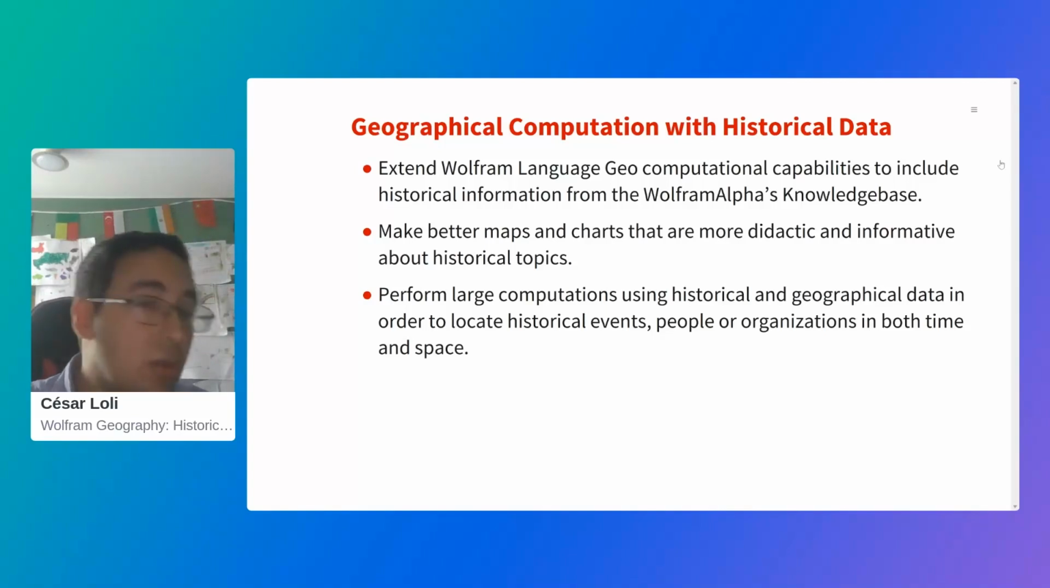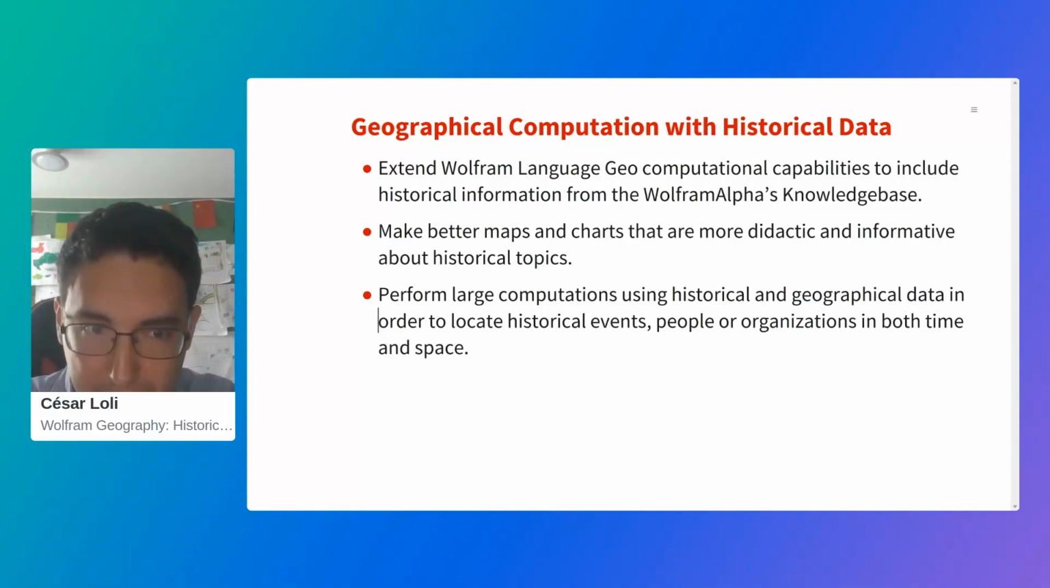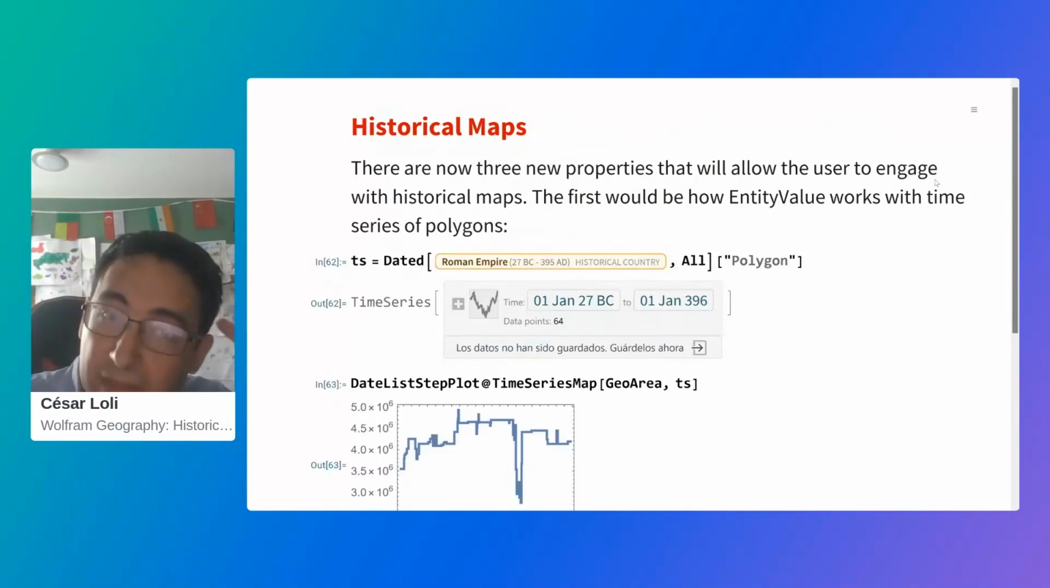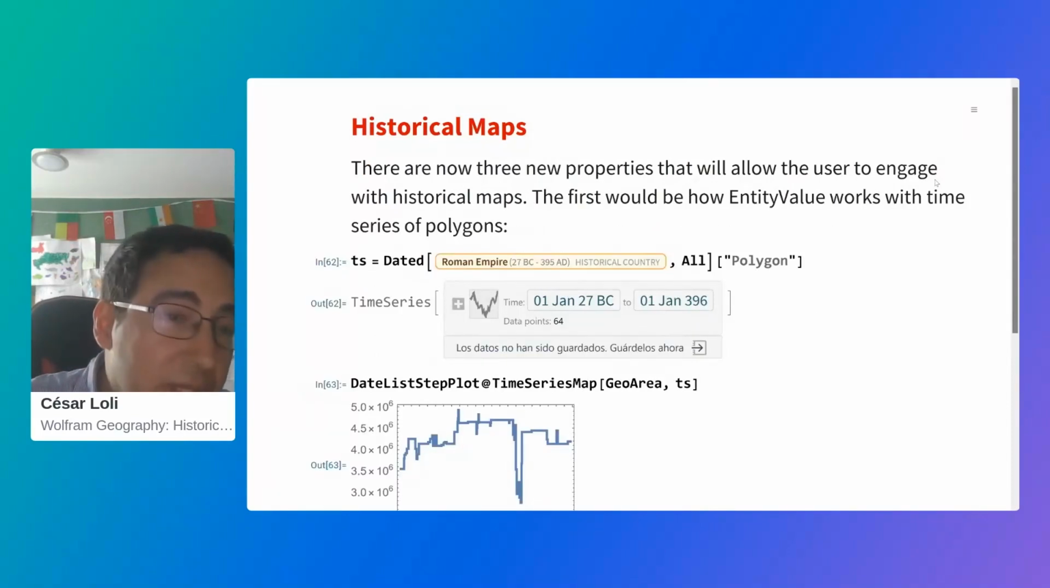We can use the functions we have now on the Wolfram language, such as the functions to create maps and charts, in order to better visualize history or other historical topics. As I said, the first thing we can talk about is about historical maps.